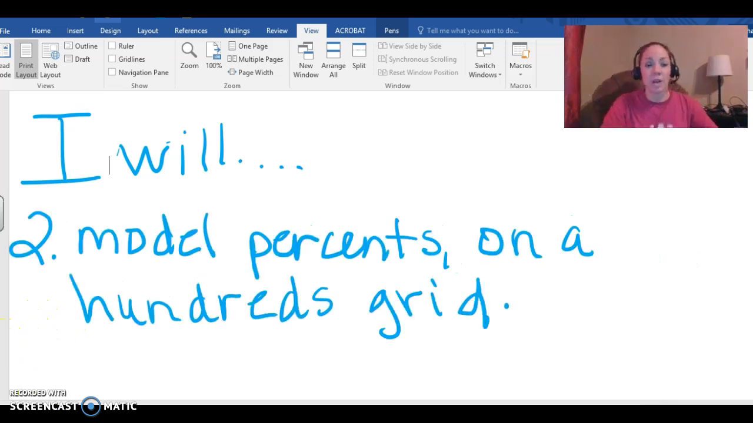Number 2. I will model percents on a hundreds grid. And remember, you guys have to pause in between each of your learning goals to make sure you get all of this information in your notes.